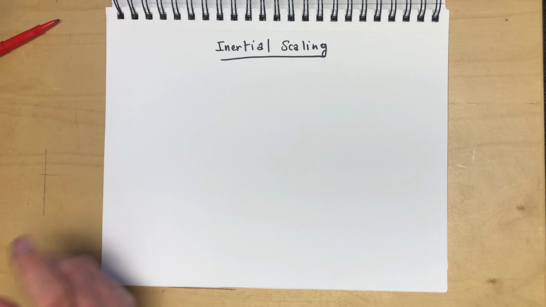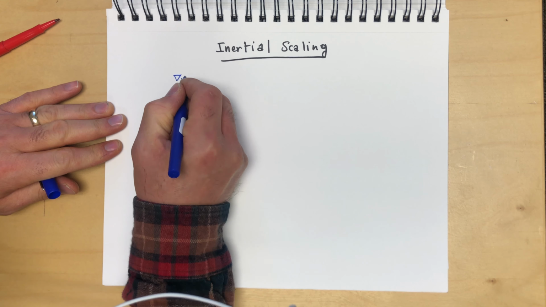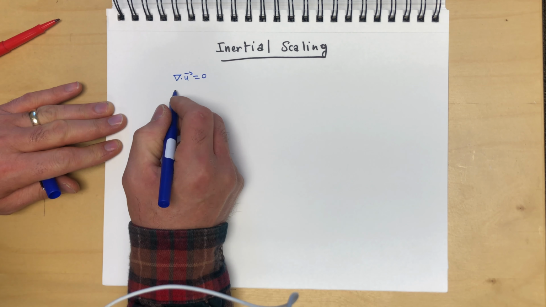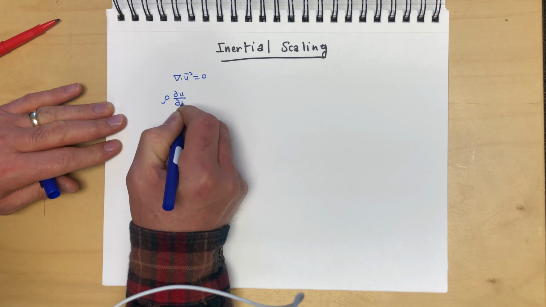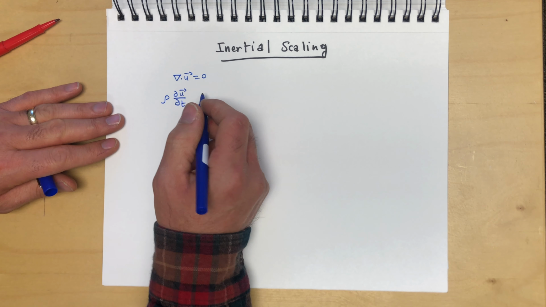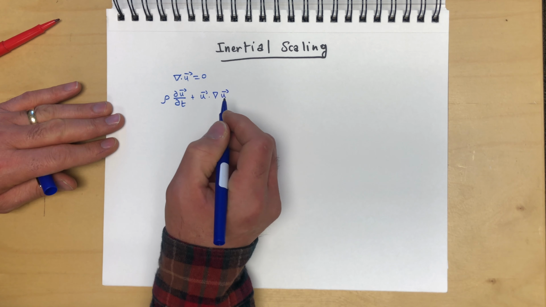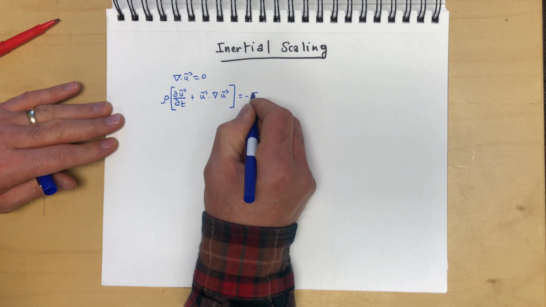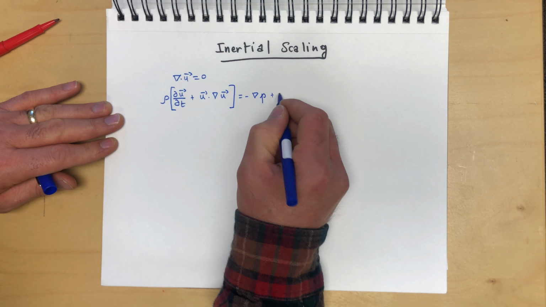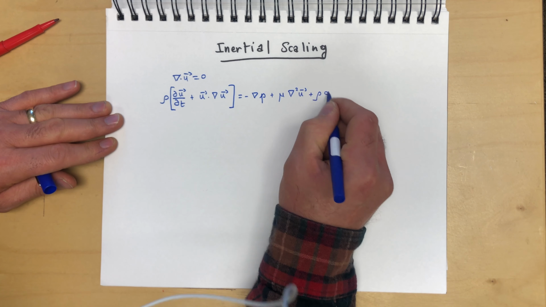Now recall the incompressible Navier-Stokes equations are given by the continuity equation, div u equals 0, and the momentum equations, rho (du/dt plus u dot grad u), factoring all of this out here, equals minus grad p plus mu del squared u plus rho g.